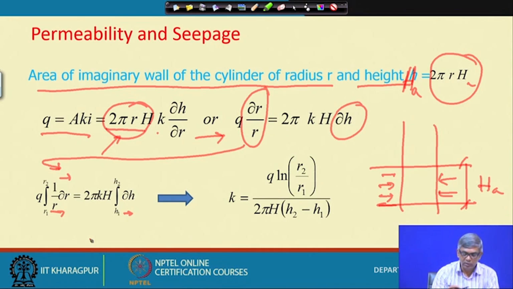So these two, which I have shown in the previous slide, h1 and h2, that means two observation wells at a time, but at a particular situation after pumping some time, steady state pumping, h1 and h2 reached here. So if I integrate these and simplify, finally I get k equal to q ln r2 by r1 over 2 pi h (h2 minus h1).